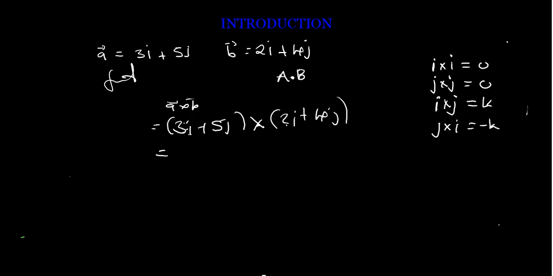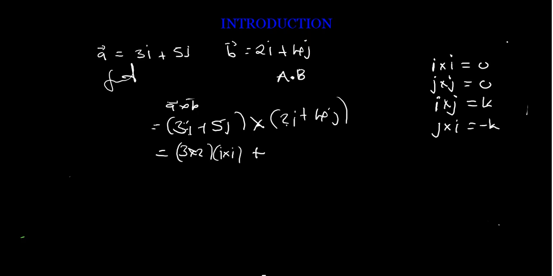3i, so I'm saying 3 times 2. Okay, I also multiply the units. The units are i and i, so I'll say i times i, like that. They are together, by the way. Then you put a plus.